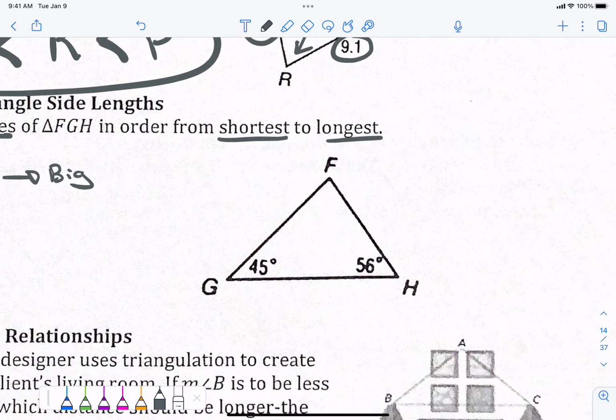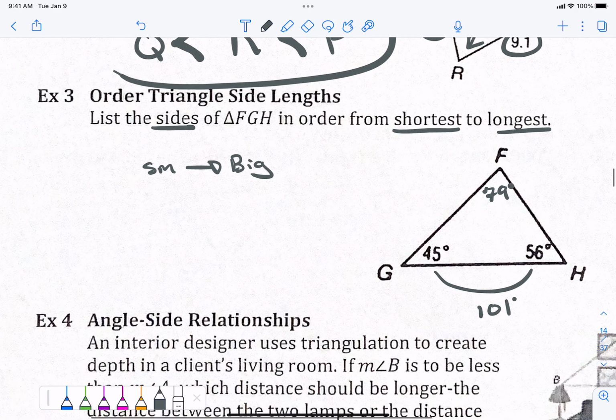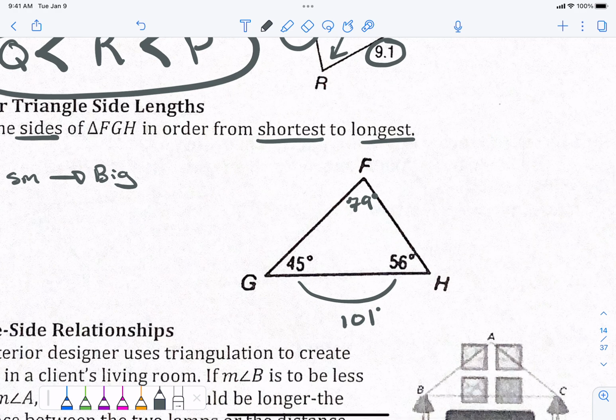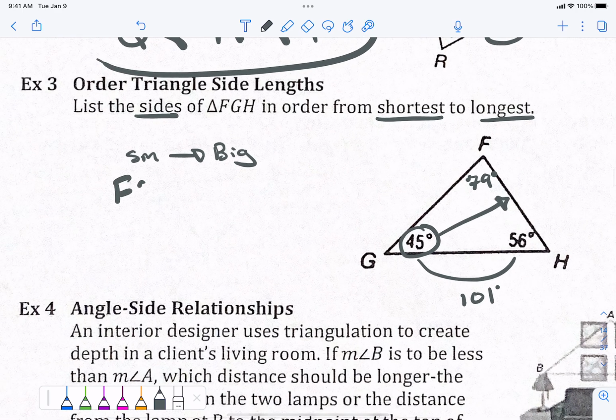Now I don't know the third angle, so we have to find it. 45 and 56, if I add those together, is 101. 45 and 56 is 101. Okay, so what's the third angle going to be? 180 minus 101 should be 80, 79 maybe? Yeah, 79. Okay, so this guy's 79 degrees. All right, so the smallest angle is 45, which means the smallest side will be FH. FH is the smallest, okay?